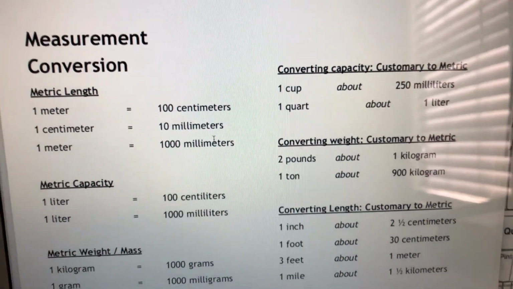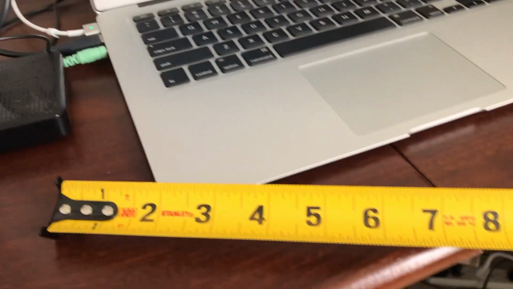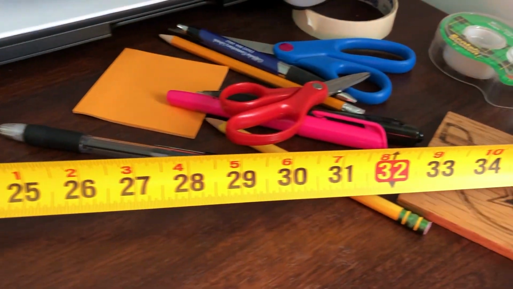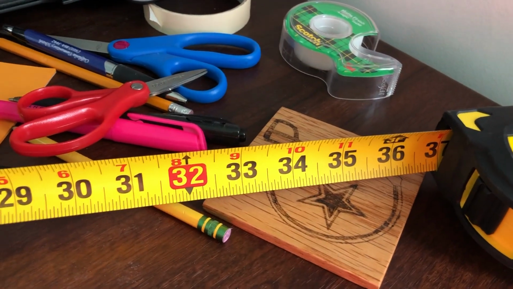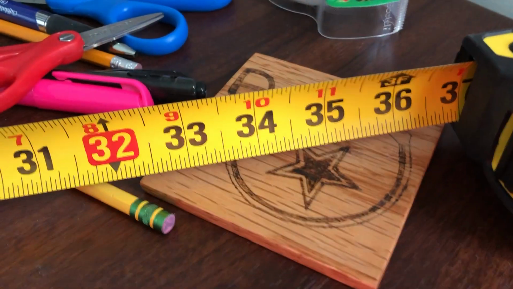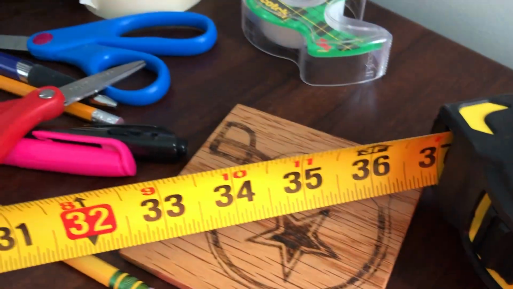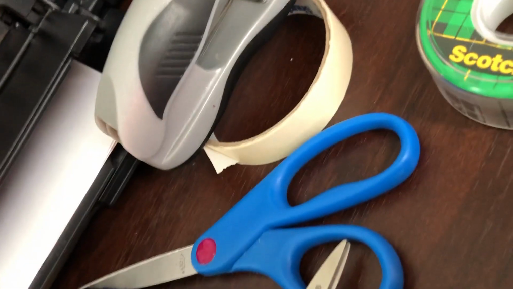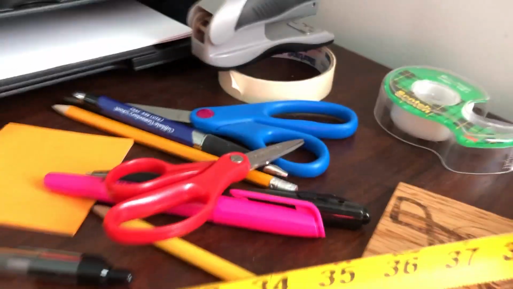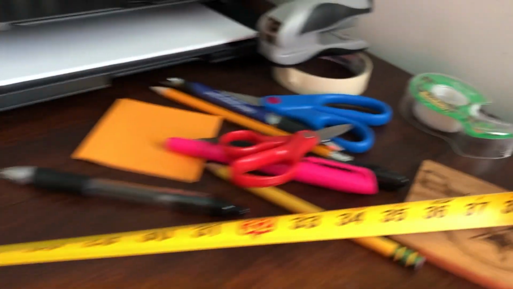1 meter is going to be larger than your United States customary 1 yard. This is 1 yard, United States customary, 36 inches, 3 feet, right there. 1 meter is going to be 3 inches more. Right there is 1 meter. So just a little bit more than 3 feet.